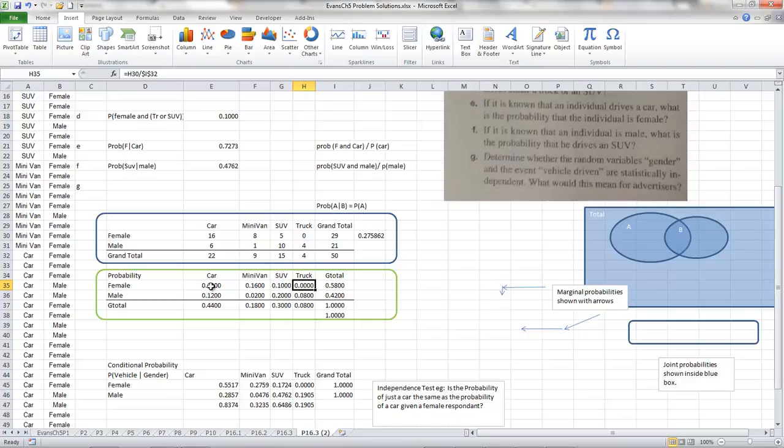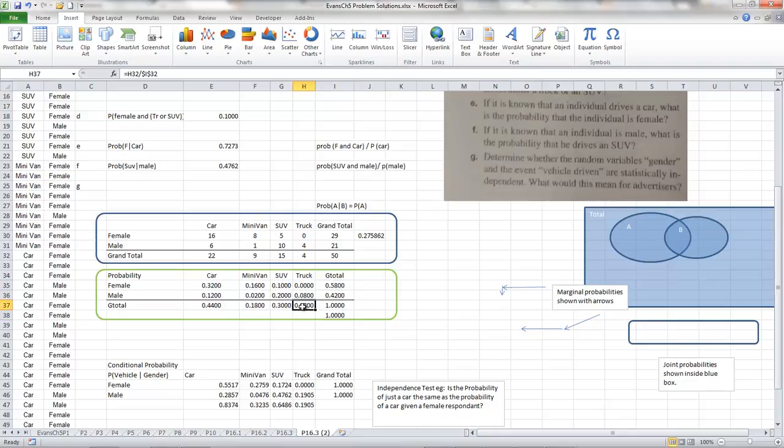Now what we're going to end up looking for, dependencies, is different than exclusivity, okay? Exclusivity says, is there any overlap between any of these joint probabilities here? And what we do is we add in our marginal probabilities.